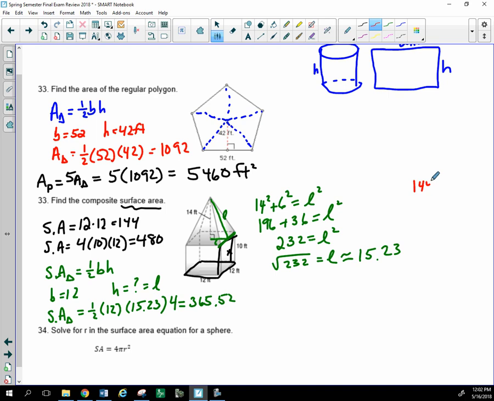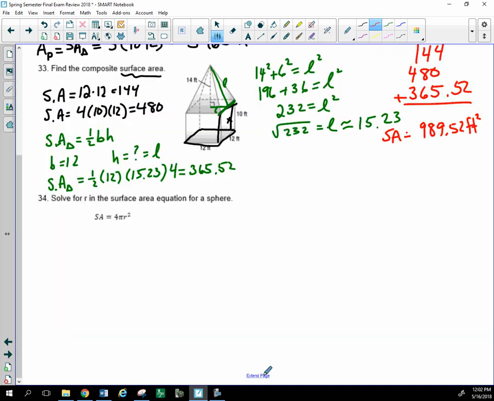If I add all of these numbers together, then I would have my total surface area. So 144 plus 480, and I have to fix these 4s. Let's try again. 144, 480, and 365.52. If we add all those together, that will be my surface area of this pyramid and rectangular prism put together, which would be 989.52 square feet. All right.